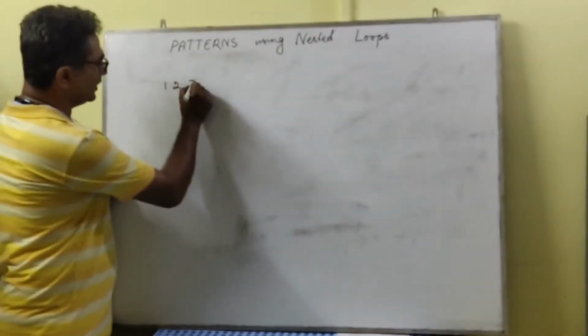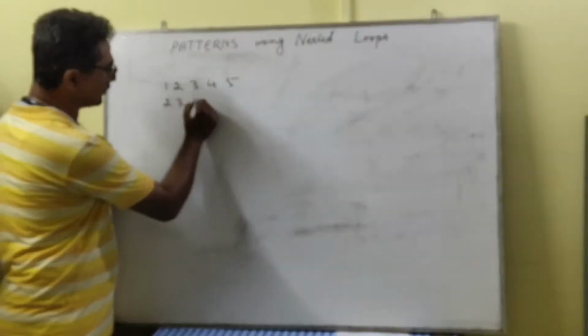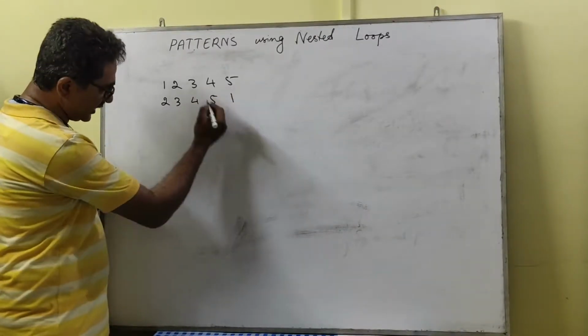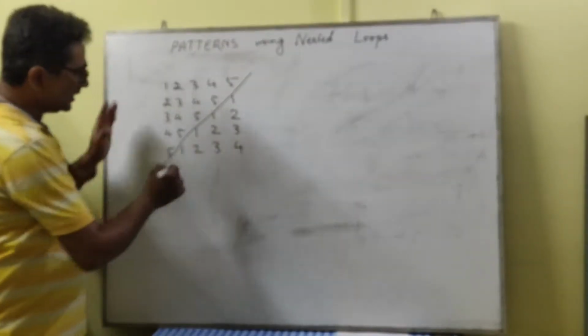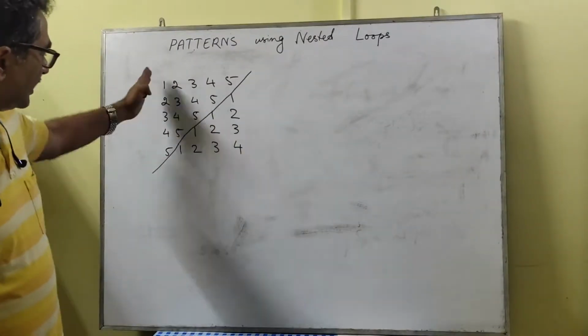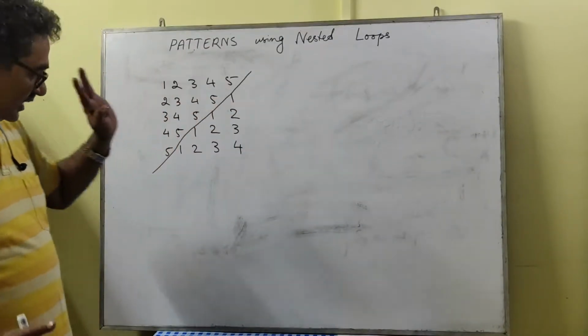Let me take it this way. 1, 2, 3, 4, 5. In the second row, 2, 3, 4, 5. And then we have a rotation. Again, it begins from 1, 3. It's divided into two halves. But this is one pattern which we had learned earlier, and this is one pattern which we had learned earlier.